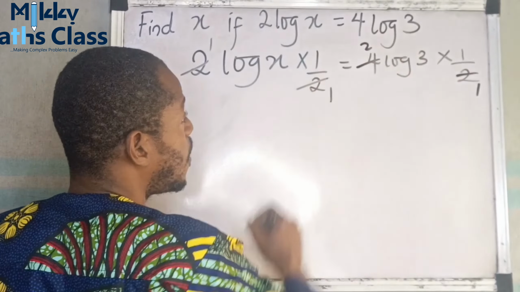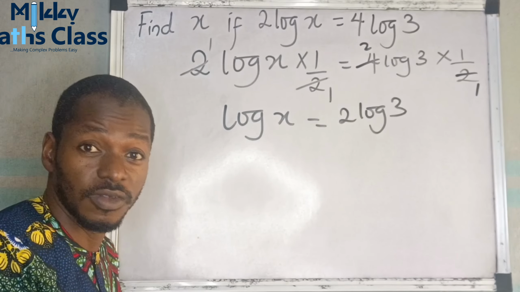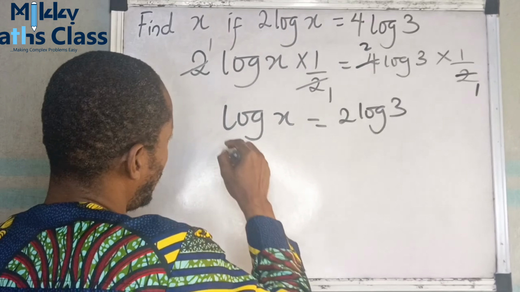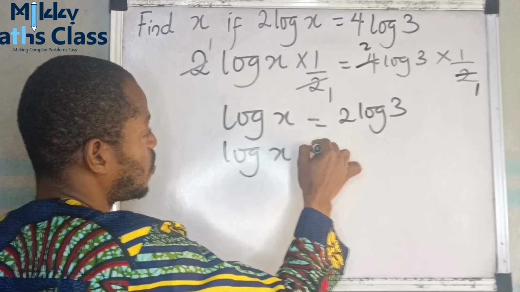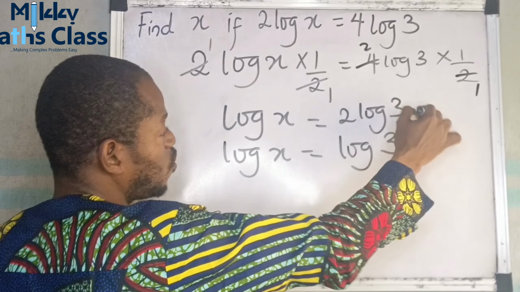Now from our logarithm, we know that when we have something like this, 2 log x, this 2 can come here. So check out our series on the laws of logarithm. So we have log x equals log 3 to the power of 2.